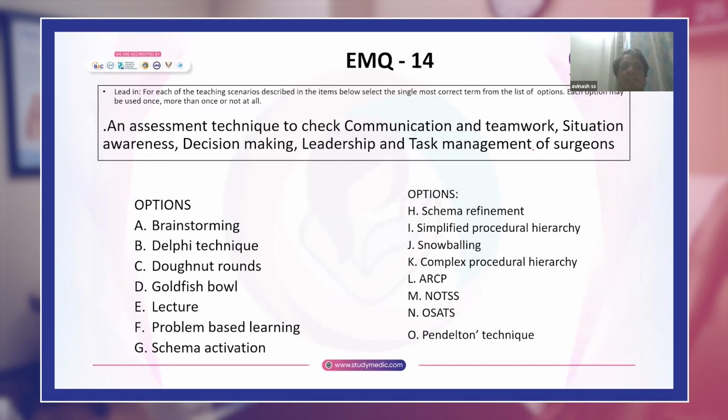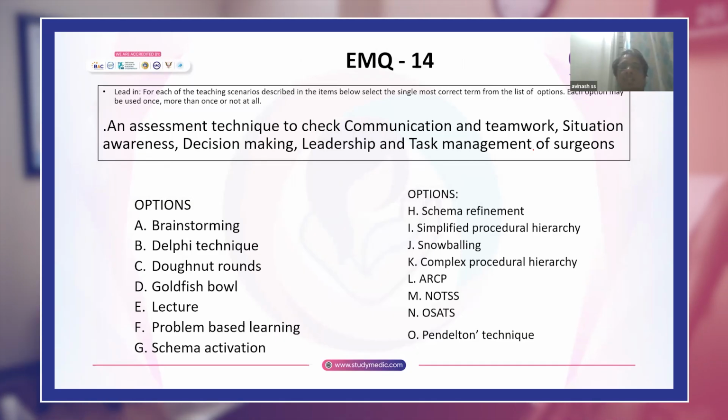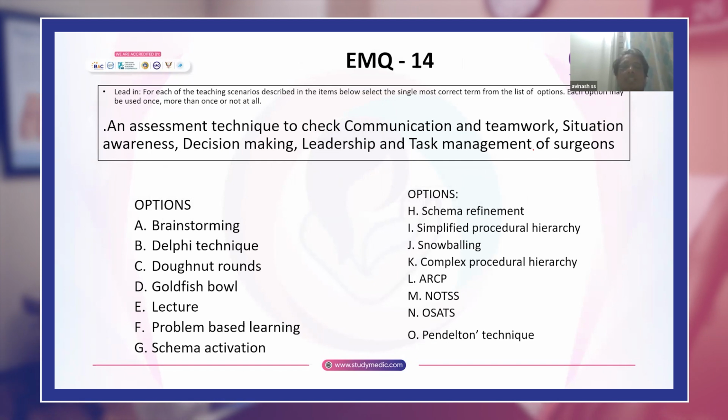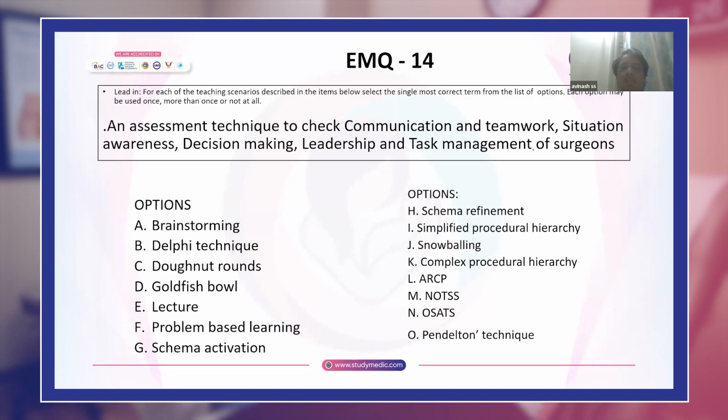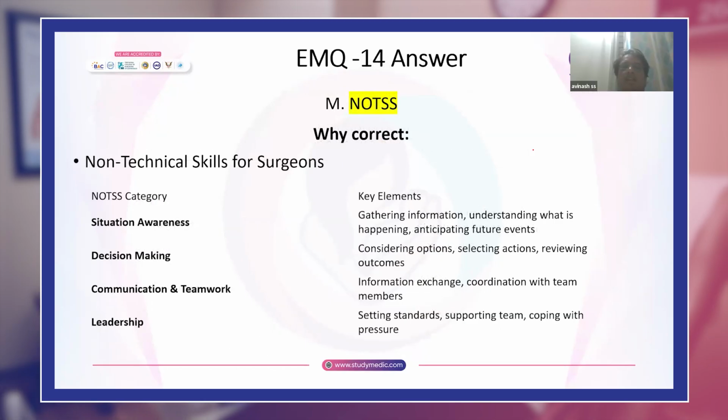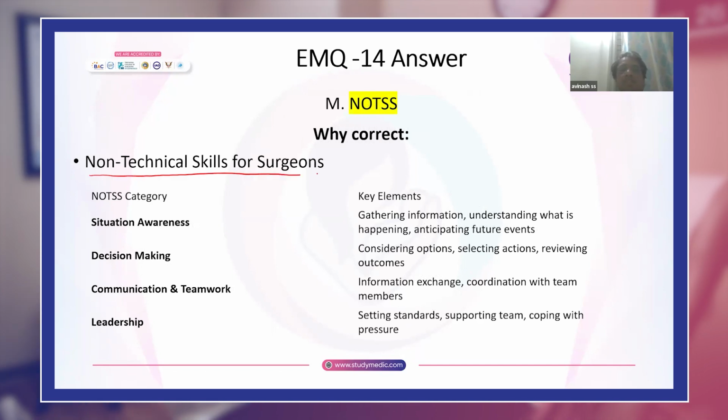Another type of assessment technique is used to check communication as well as teamwork, situational awareness, the decision-making capacity of a trainee, leadership qualities, and whether he is managing the task properly or not. And this type of assessment technique checks all this. So what is this assessment technique? This assessment technique is actually checking the non-surgical skills of the surgeons. That means NOTS, that is non-technical skills for surgeons, is assessed.